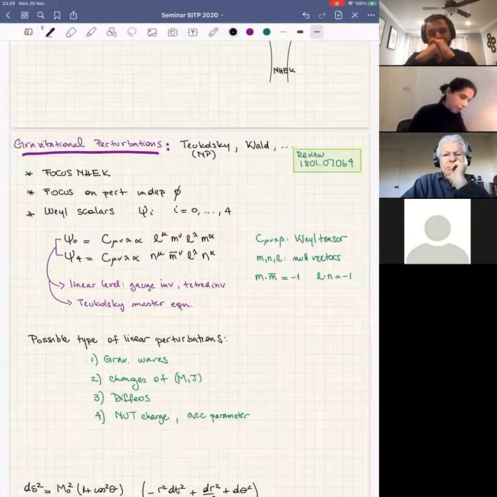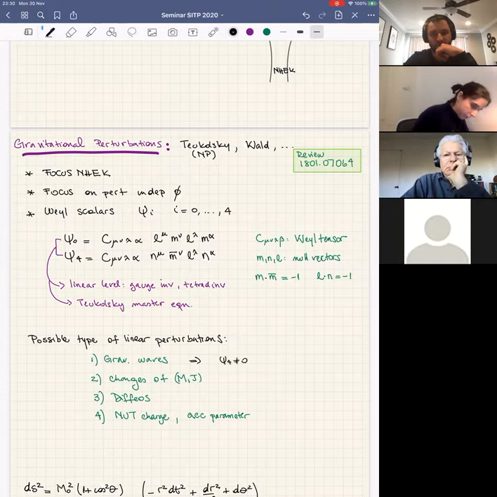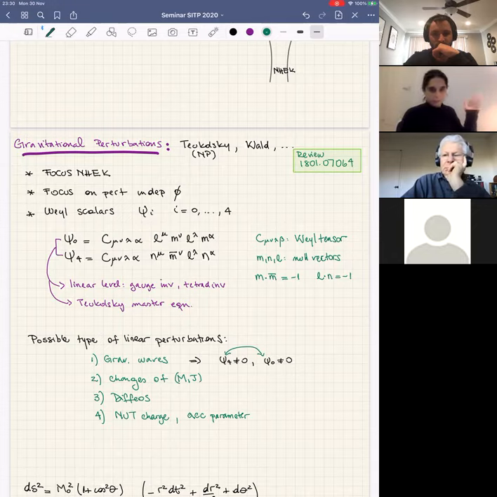So you can have basically gravitational waves. These will be the excitations for which this psi four is different from zero and psi zero is different from zero. And well, it was clear also from the Teukolsky formalism, but if you know one, you know the other. So you don't have to even keep track of both of them, okay? There's just basically one variable, you solve for that one, and then you have it all, okay?